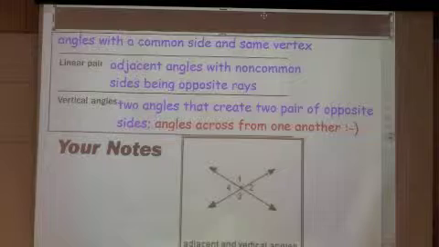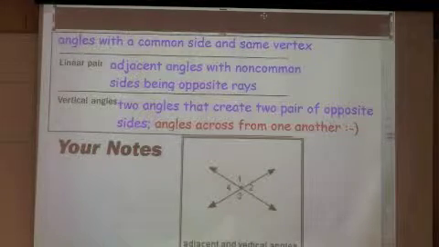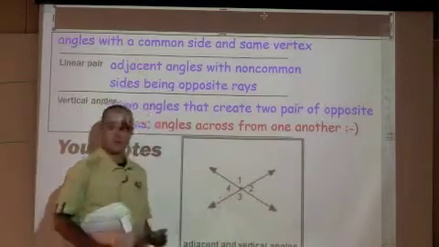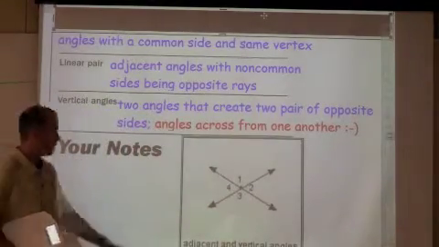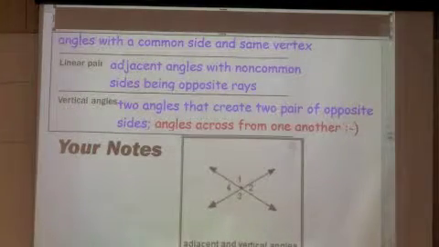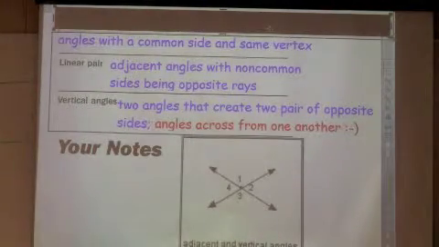Anybody want to take a stab at vertical angles up there? Donnelly? 4 and 2, they're across from one another. Anybody see another set of vertical angles? Katie? 1 and 3. 1 and 3, they're across from one another. Okay? So a couple vocab words to get the foundation going. What do we got here?